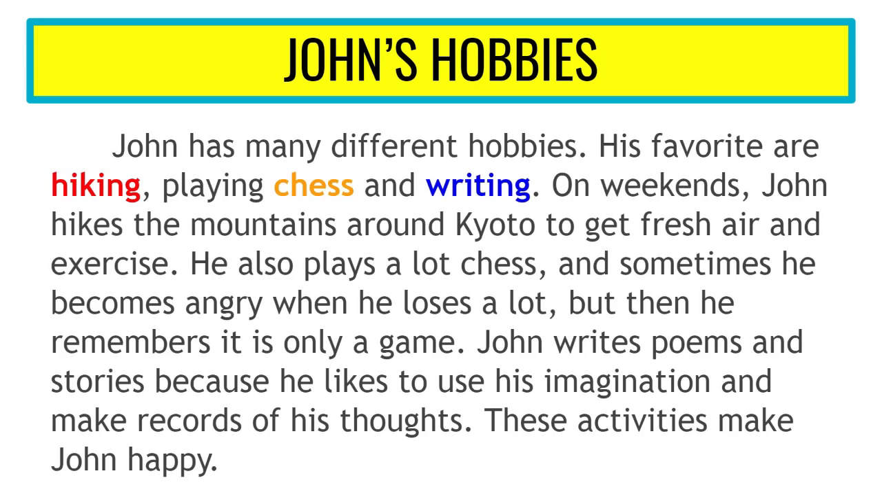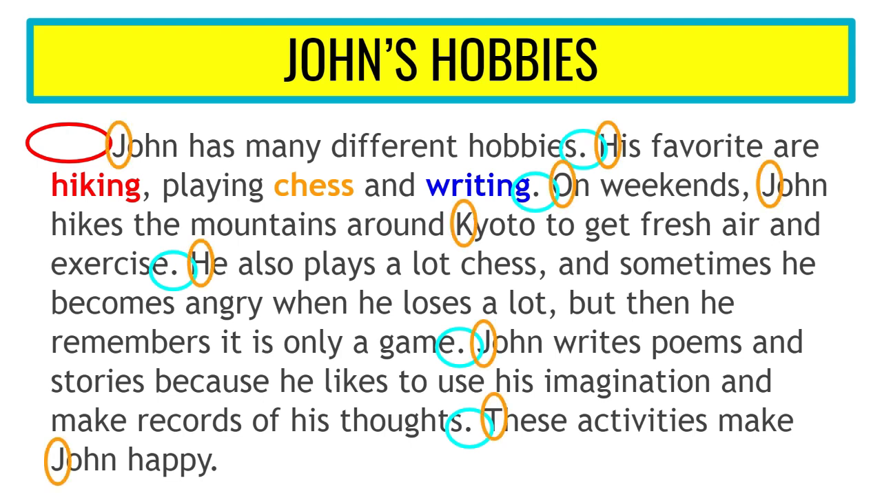Here's last class's example, John's hobbies. Here we have a paragraph about John's hobbies. As you can see at the beginning, we have an indent or a space. Even though we have periods, we are not starting on a different line, we are continuing the next sentence right after the period. And of course, we follow all of the grammar rules that we talked about last class, and we use capital letters in the correct positions.